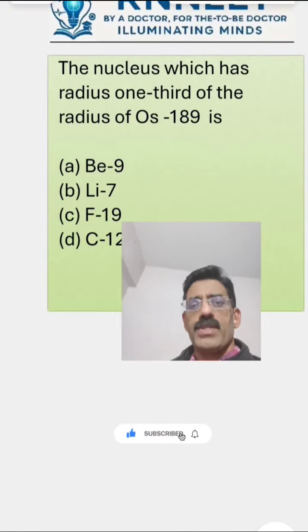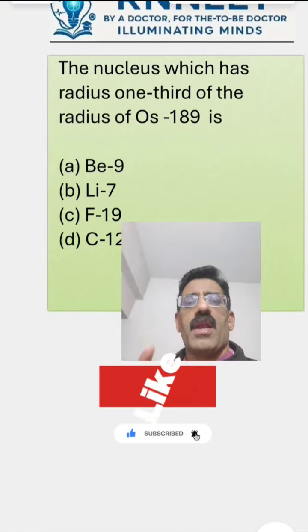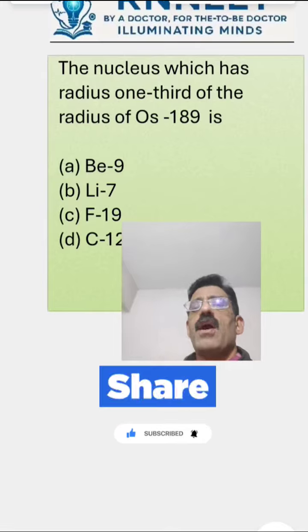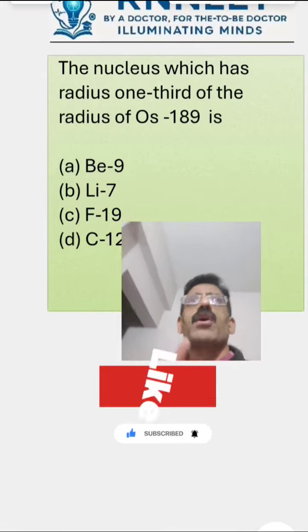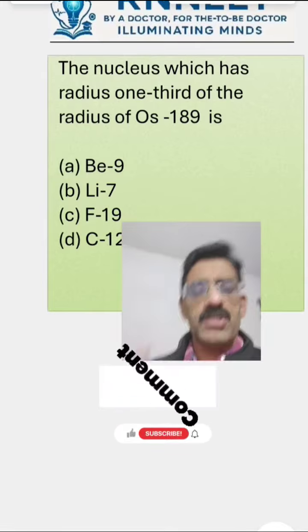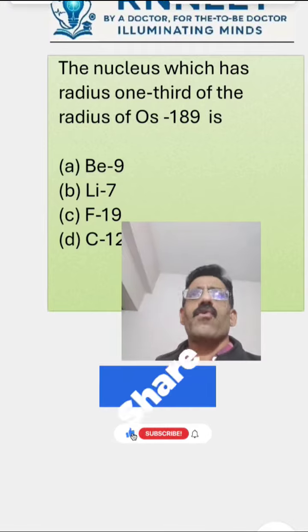Let's see one more question. The nucleus which has a radius 1/3 the radius of osmium. The radius of osmium is given. He wants to know which of them will have 1/3 the radius of osmium. I want the answers in the comment box. Let us see how many of you get that right away.